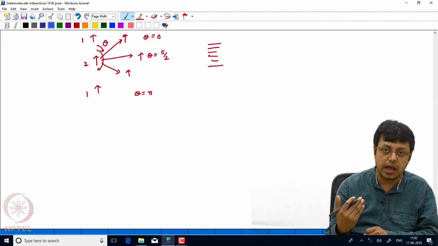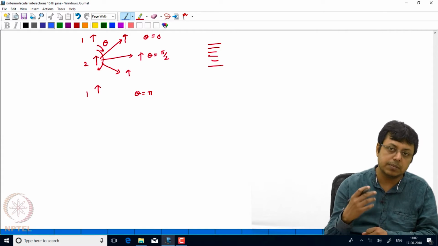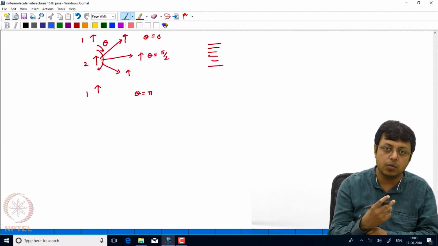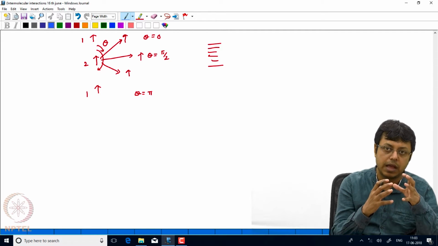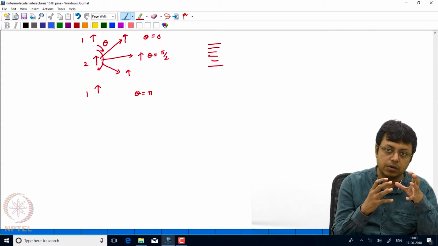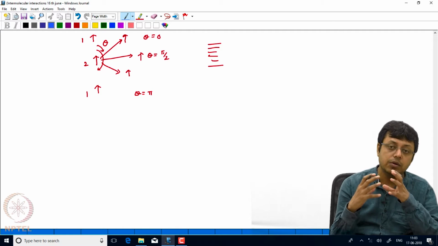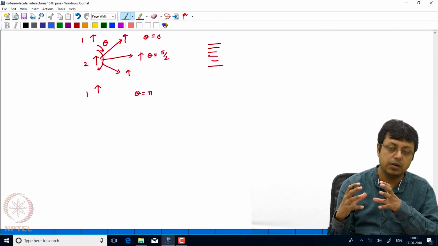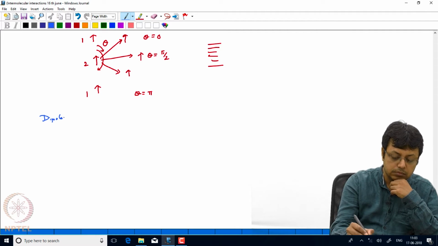Now, you can also have dipole-induced dipole kind of interaction. For example, suppose I have water and I have benzene. Now, benzene is a nonpolar molecule, it does not have a permanent dipole, but water has a permanent dipole. So, when I bring water and benzene together, what will happen? The permanent dipole of water will try to polarize the electron cloud in benzene, and then we will have a dipole-induced dipole kind of interaction.